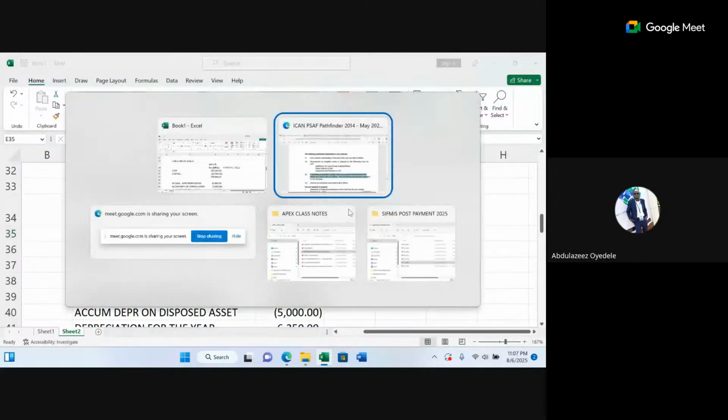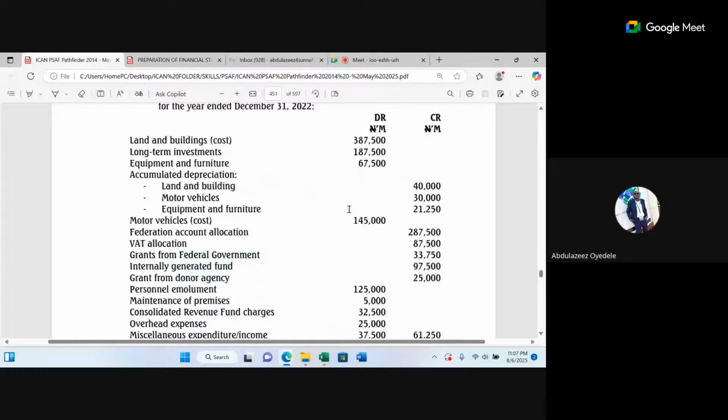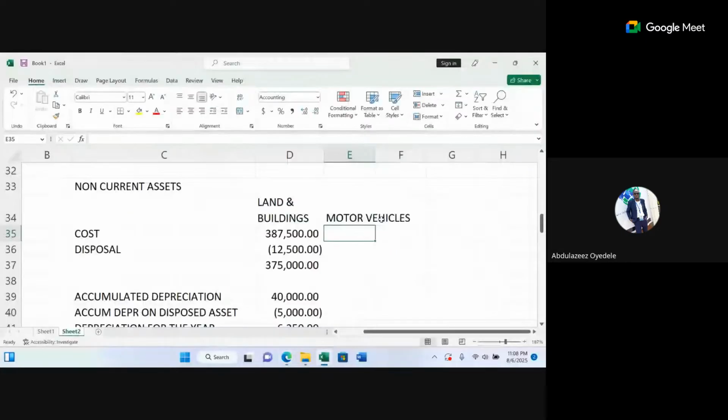So the cost of motor vehicle from the question is how much? Cost of motor vehicle is 145,000 here. So we can bring that here, 145,000. And then there was no disposal for motor vehicle, as we all know. So this will still be the same.